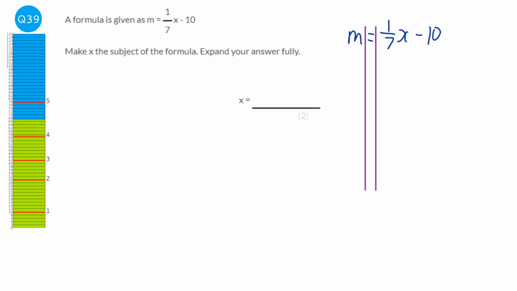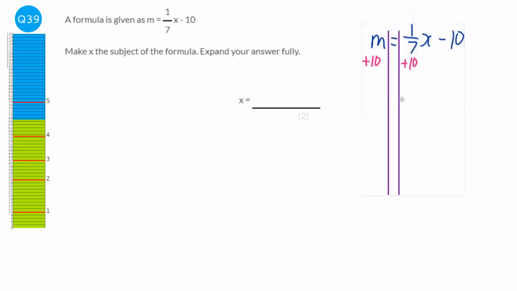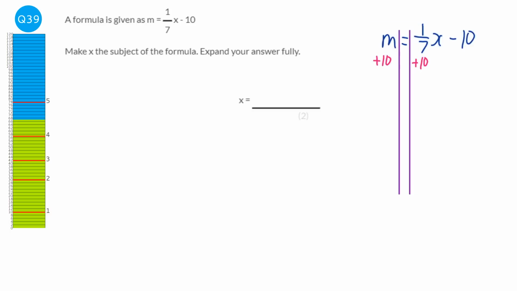Okay, we're asked to make x the subject. So we're going to first of all add 10 to both sides. In fact, I'm just going to move all this over a little bit so I've got a bit more space. Okay, so we're left with m plus 10 on the left hand side, and we've got 1/7 x on the right hand side. Now to get rid of the 1/7, what I can do is just times both sides by 7.